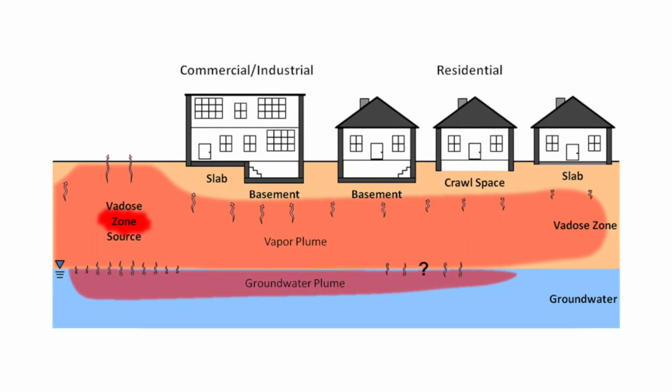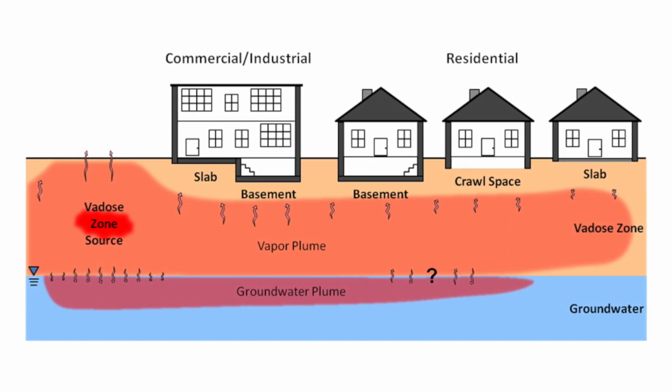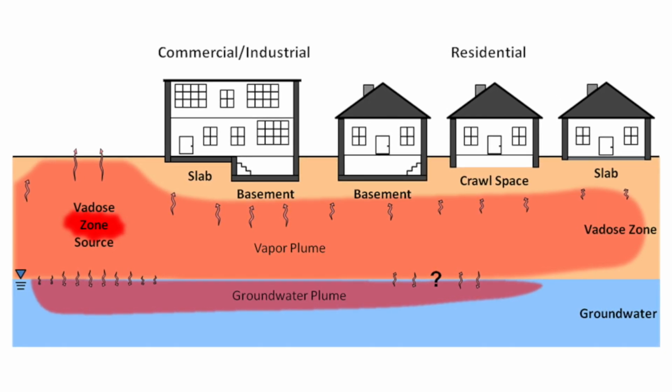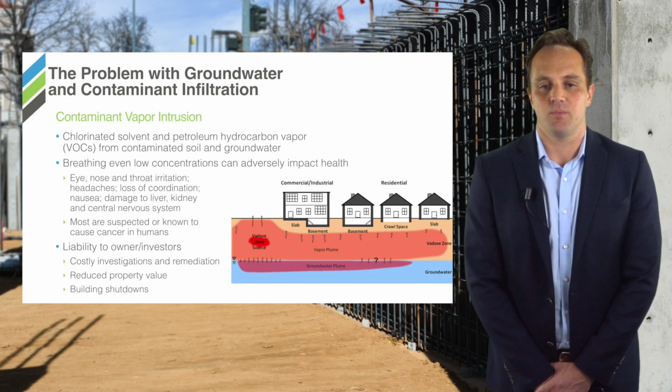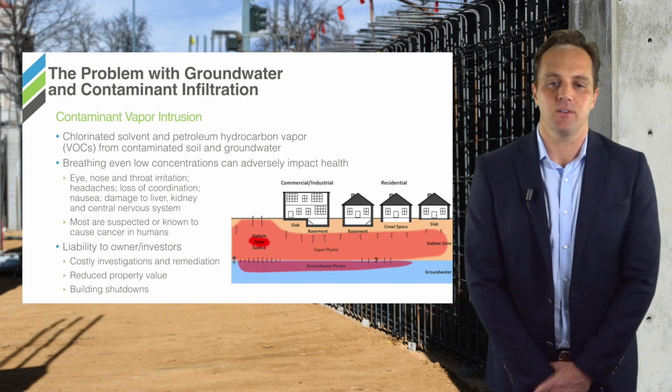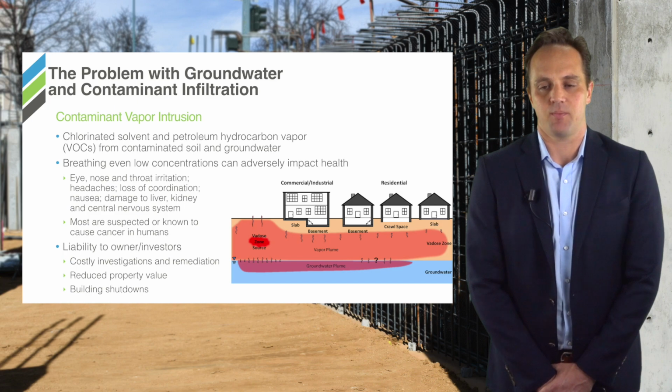The challenge arises when the cost and the time needed to fully remediate a site is not very feasible. What happens is they need to leave contamination in place. And because of that, mitigation controls are relied upon in order to prevent contaminants from entering the structure. When exposed to these carcinogens over time, it can be considered to be a human health impact and is considered a significant liability to building owners. Costly investigations, remediation, perhaps reduced property values, and even shutdown of the buildings has all occurred on sites that have been impacted with contaminant vapor intrusion.